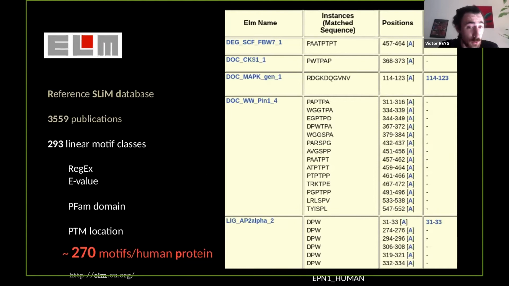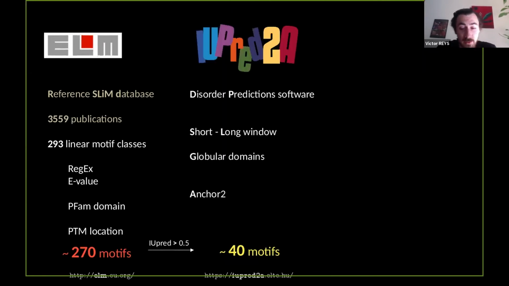So what we can do is, because we know that motifs are usually found on disordered regions, external loops or linkers, we can use disorder prediction software like Medusa, that was presented, I think, earlier in JOBIM. But in our case, we use IUPred2. And if we apply the common threshold of 0.5, we can dramatically reduce the number of motifs that we get.